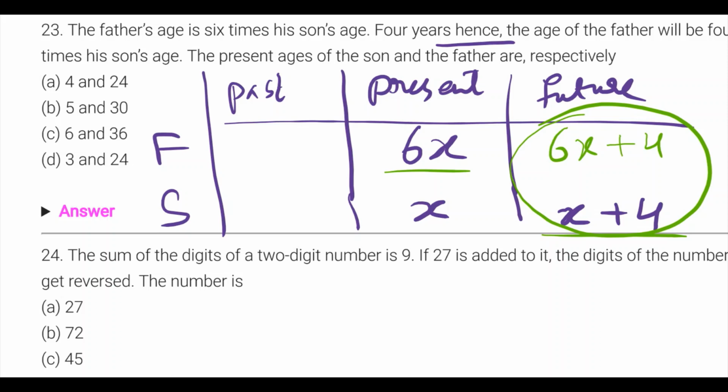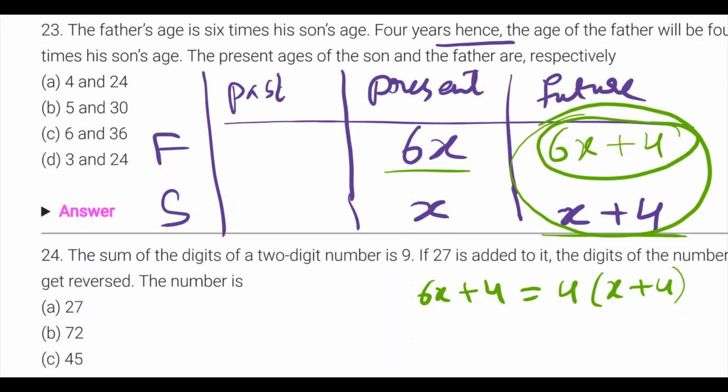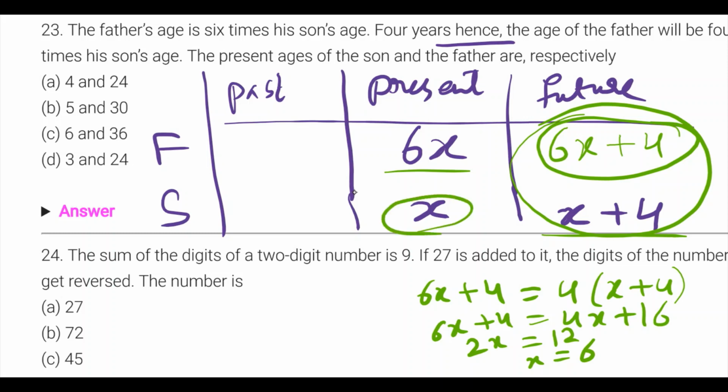So after 4 years, the age of the father will be 4 times his son's age. So this expression 6x plus 4 will be 4 times the son's age in the future. So this will be 6x plus 4 equals 4x plus 16. So 2x equals 12, x equals 6. If x equals 6, father's age will be 36. That's it.